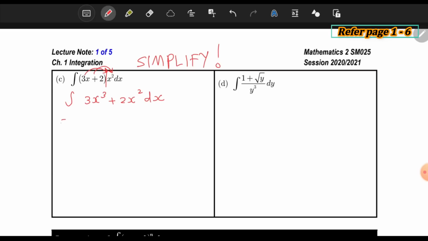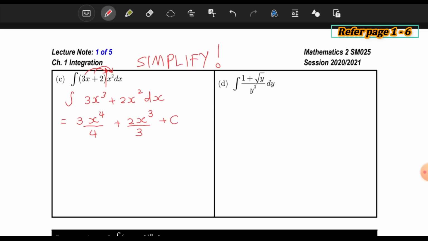Now we try to find the integral. So we have 3x, increase the power by 1, divide by the new power, plus 2x, increase the power, divide by the new power, and plus c. Done. Very simple, right?